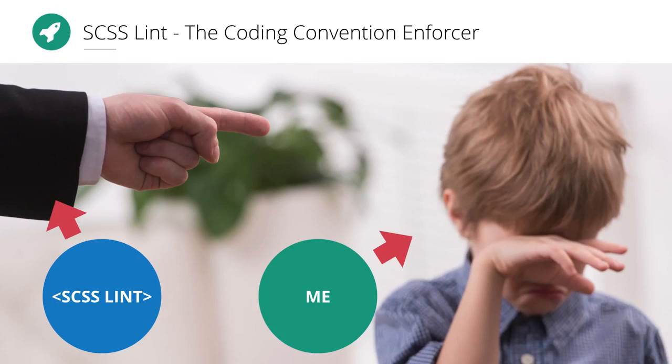And I add a tool into the mix to enforce my coding standards. This tool is called SCSS Lint. What it does is it's like a strict parent that makes sure that I format my CSS exactly according to the rules. One space too many? No, that's not good enough. Even the naming conventions, whether it matches the BEM standard or not, it can detect this. And what's great is that you can completely configure what the rules are.